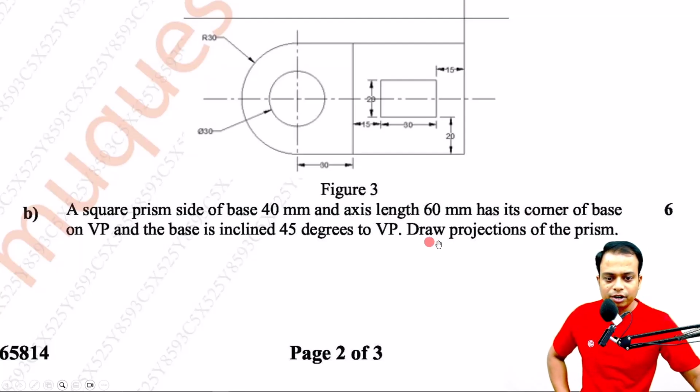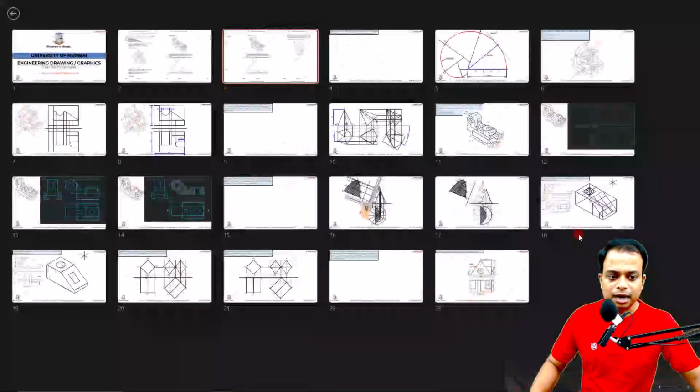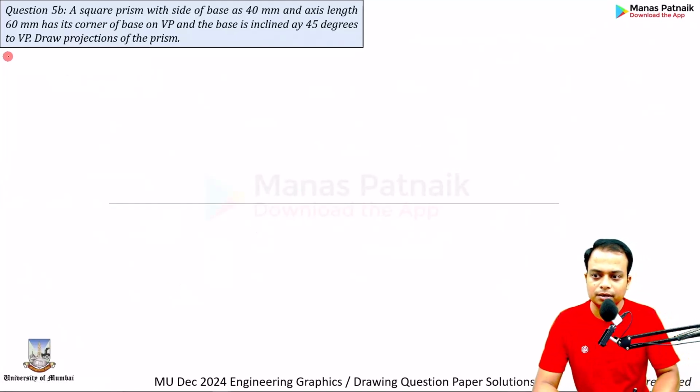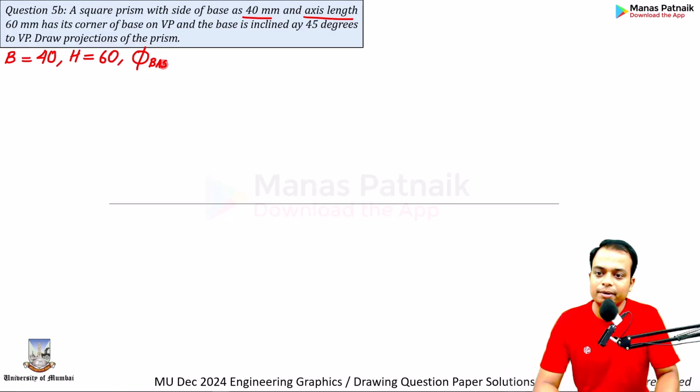Watch this. We need to draw the projections of the prism, and here we go with the solution. So the first thing we've been given is base. Base is that of a square, that is 40. Secondly, the height of the prism is equal to 60. We have also been given that phi base, the angle made by the base with respect to the VP, is 45 degrees. So far, so good.